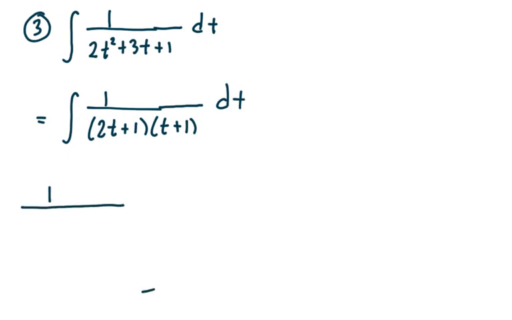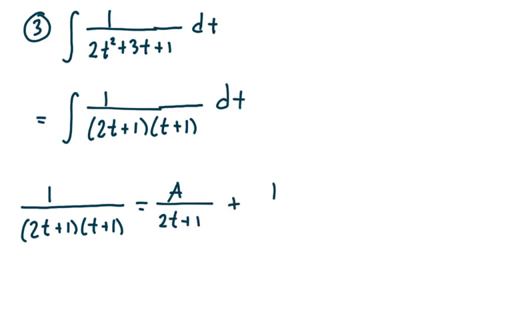So I start with the left side here, and let me specify. My left side is 1 over (2t plus 1) times (t plus 1). And I want to split this up into a over (2t plus 1) plus b over (t plus 1). Okay. Now, what is my LCD?